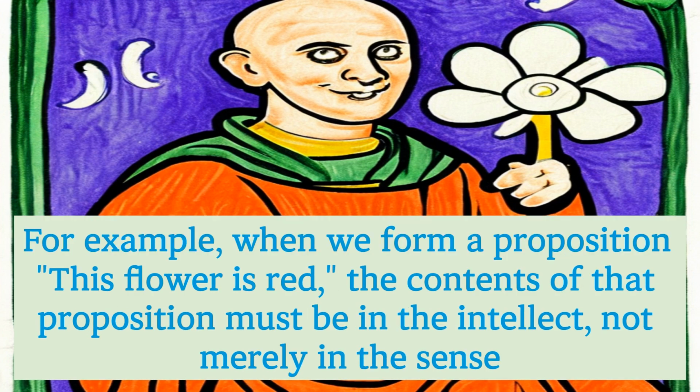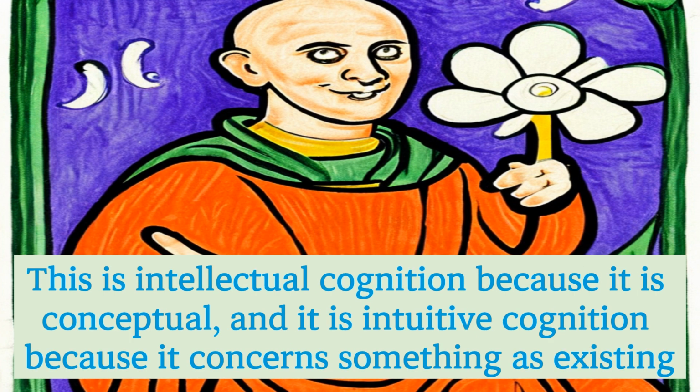For example, when we form a proposition, "This flower is red," the contents of that proposition must be in the intellect, not merely in the sense. This is intellectual cognition because it is conceptual, and it is intuitive cognition because it concerns something as existing.